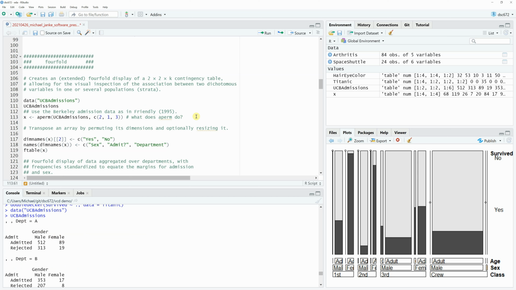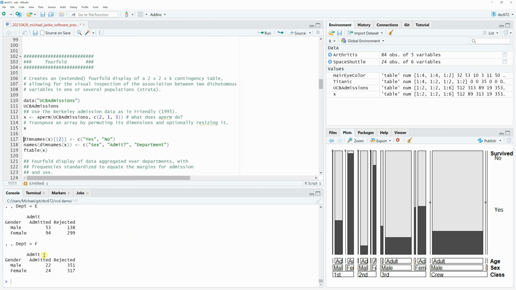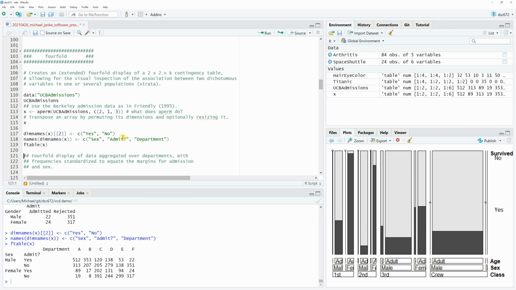Then we have this aperm function. What this does, I made a note for myself here, it does a transposition. If you look at the output here, you can see that what it really does is it flips the admitted rejected versus the male and female. This is done for the purposes of this demonstration. So we changed some names here for the dimensions and some other things, and we can then take a look at the final table where it's all brought together, so we can see whether males and females were admitted or not based upon these 6 departments at UC Berkeley.